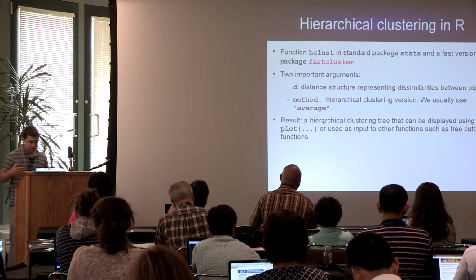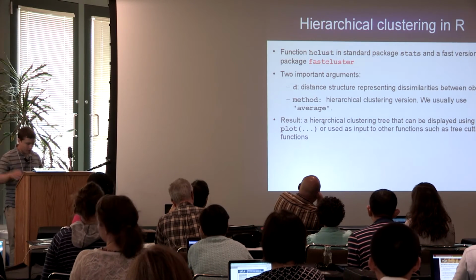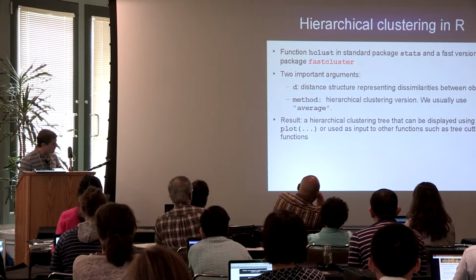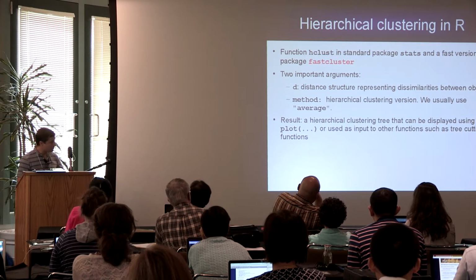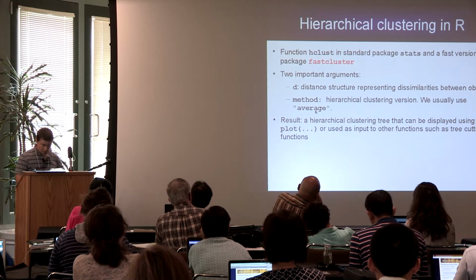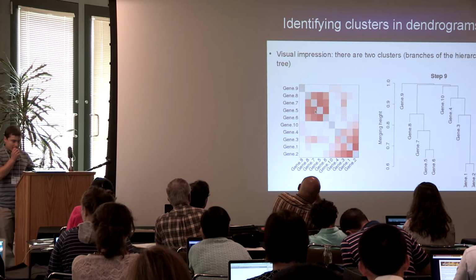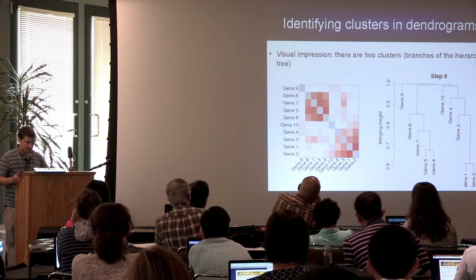And the result that the function gives you is the hierarchical clustering tree, or its programmatic representation, and you can display it using the plot function, or you can use it as input to other functions such as the tree cutting or branch pruning functions. Okay, so we have the tree. How do we now identify clusters in that tree?